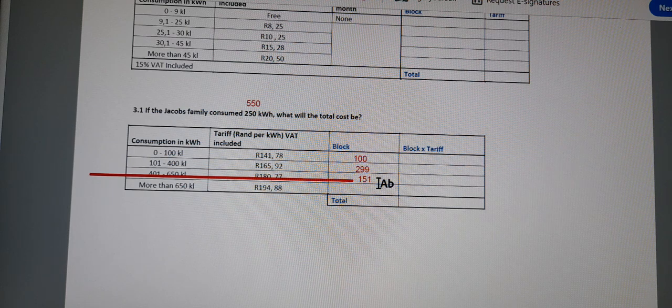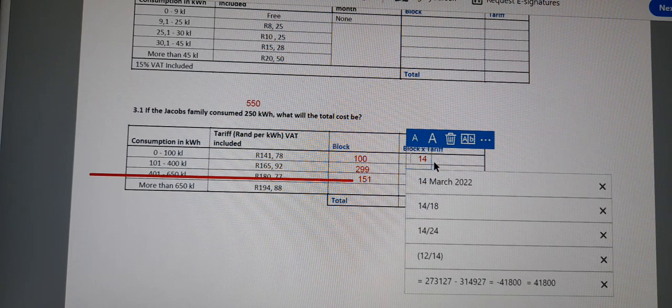We know we stop on the scratch line. So in this case, we don't have free. Okay, so it won't be 0. So this one, it will be 1000. Let me do this on the calculator. 141.78 times 100. We get 1,400.